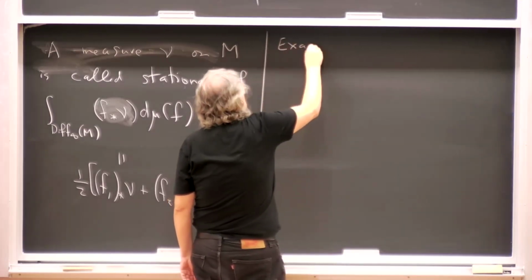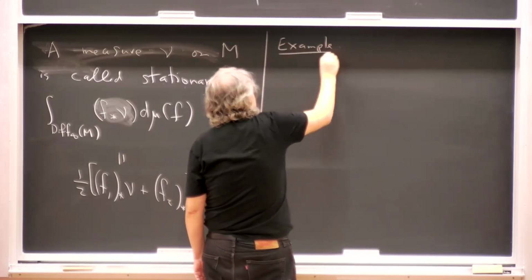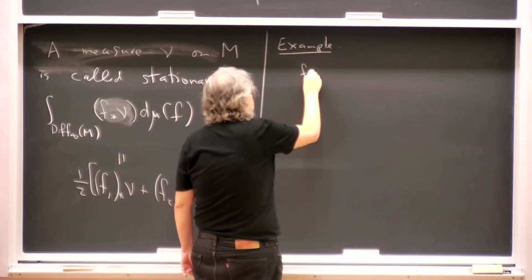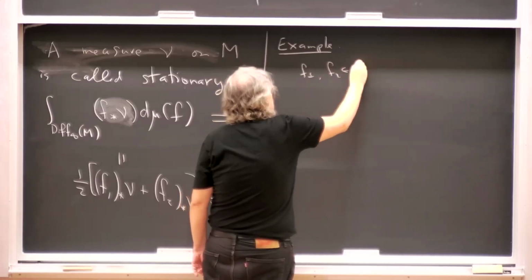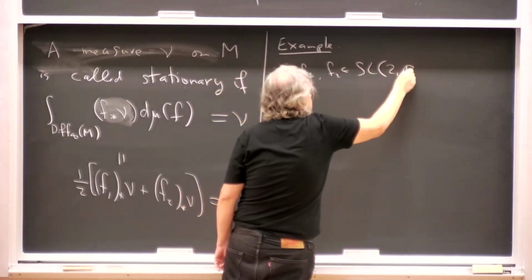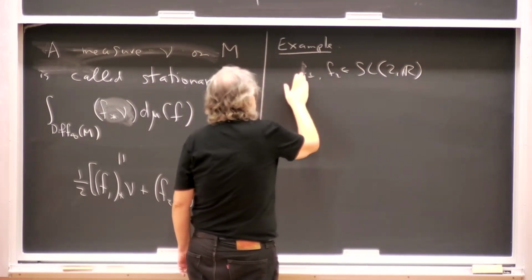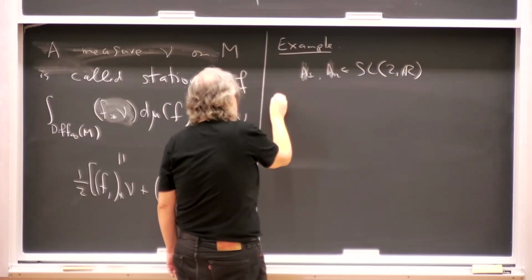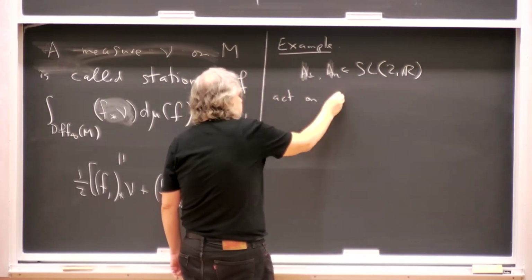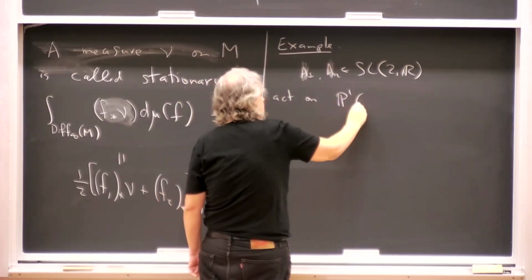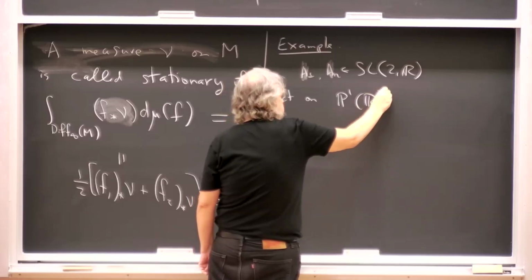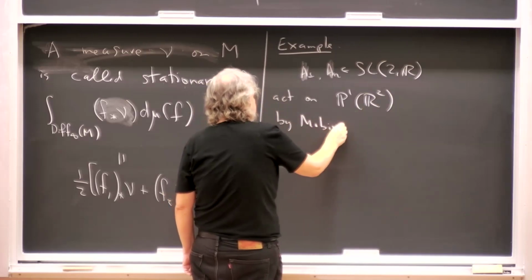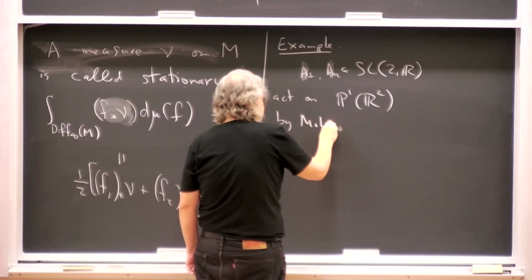This is an example which I think is very familiar to most mathematicians. I pick F1 and F2 in SL2R, two matrices. Maybe I'll call them A1 and A2. And they act on the projective space by Mobius transformations.